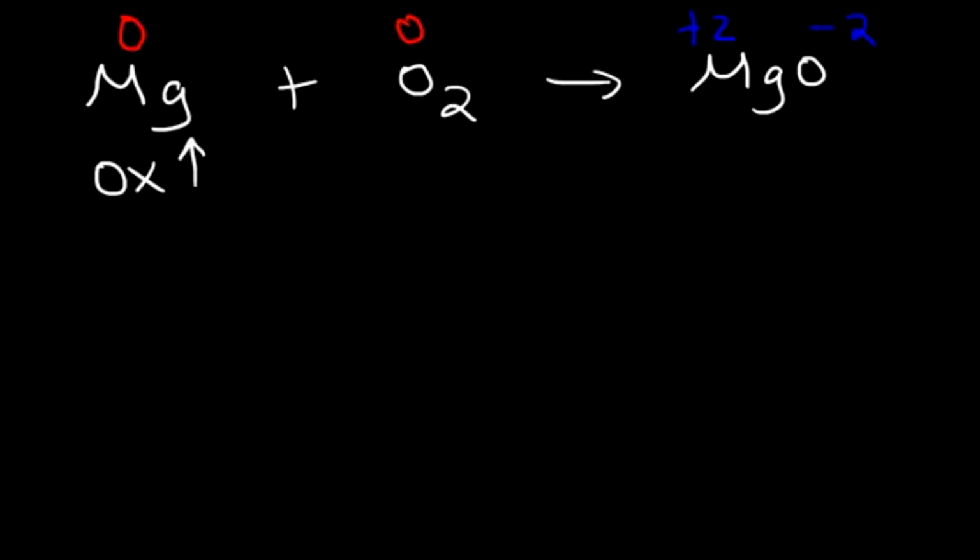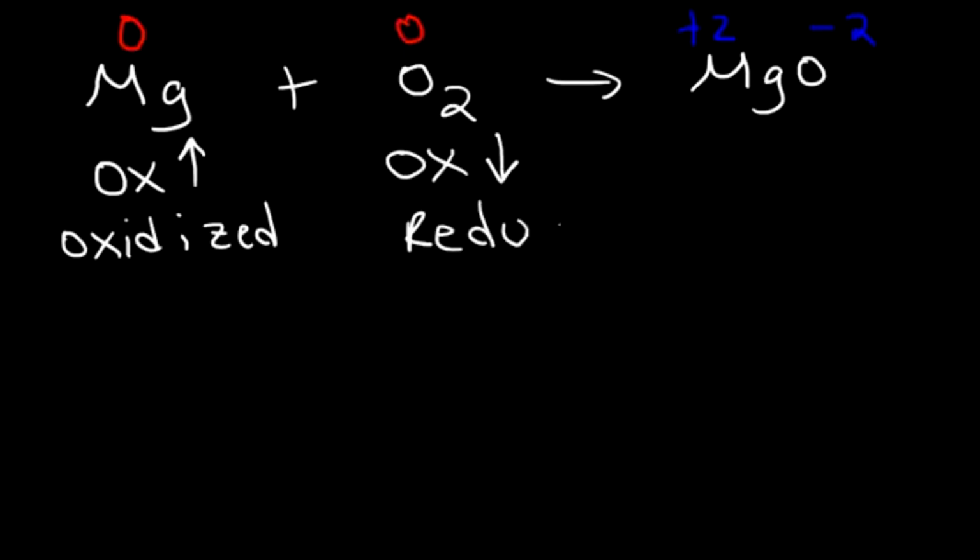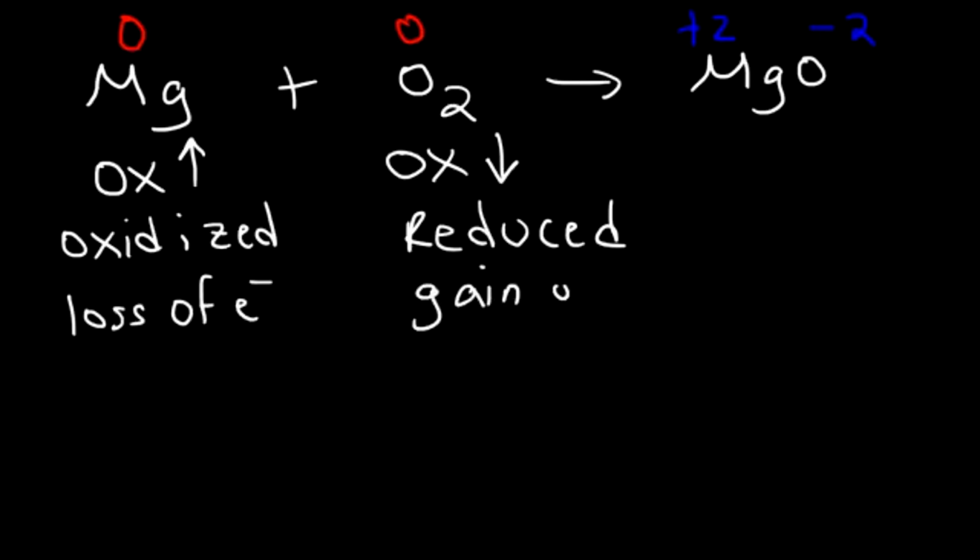Whenever the oxidation state goes up, the substance is said to be oxidized. In the case of oxygen, the oxidation number decreased from 0 to -2. Whenever the oxidation number decreases, the substance is being reduced. Now, you need to know that oxidation always occurs with a loss of electrons. Reduction is associated with a gain of electrons.